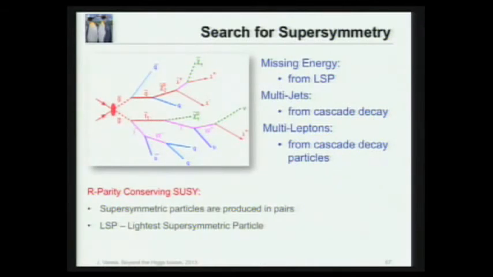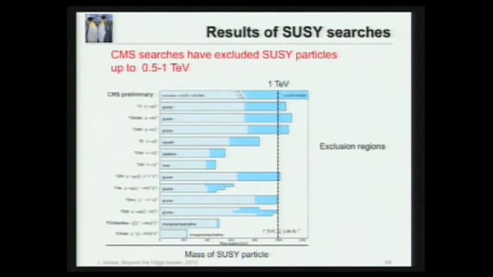So we are looking essentially for events where we have missing energy, lots of missing energy in the detector, energy that doesn't balance with the other particles in the event because these objects escape without being detected. We have been searching for these particles. This is a long list of particles searched.